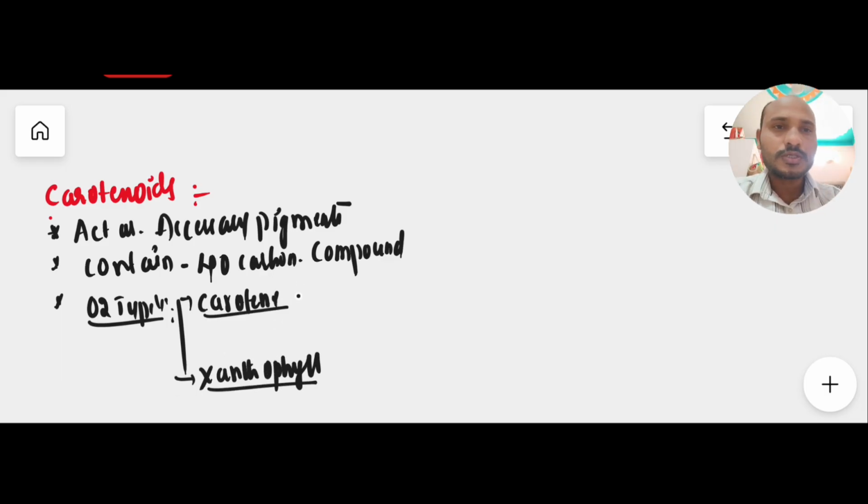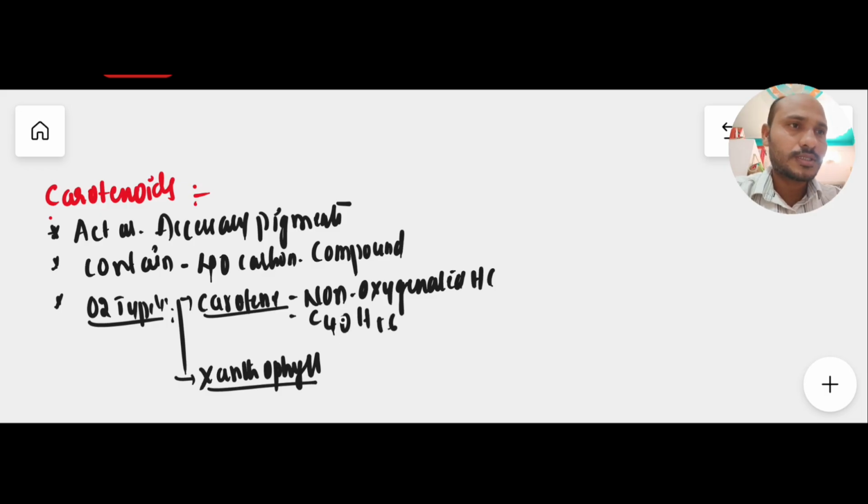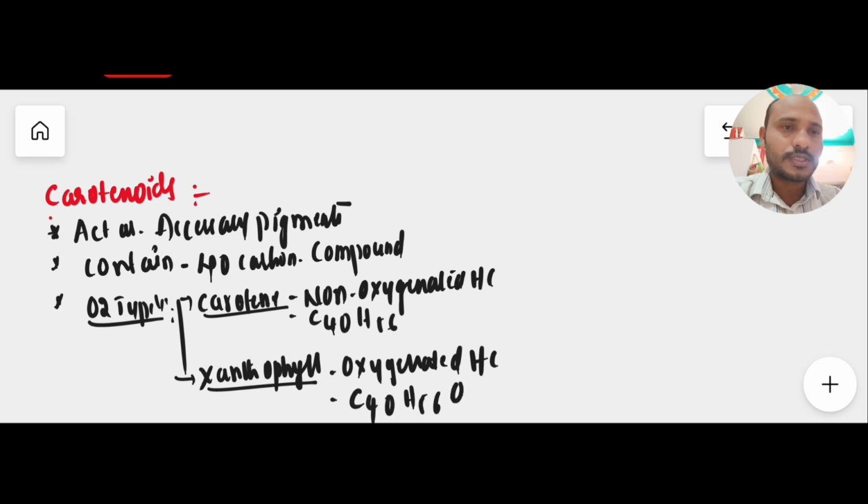Coming to carotene pigments, carotenes are non-oxygenated hydrocarbon compounds. The formula for carotene contains carbon number 40 and hydrogen 56. So here oxygen is absent. But xanthophyll is an oxygenated hydrocarbon. So carbon number 40, hydrogen 56, and here we have oxygen. So the major difference between carotene and xanthophyll is oxygen. In carotene oxygen is absent, but in xanthophyll oxygen is present.